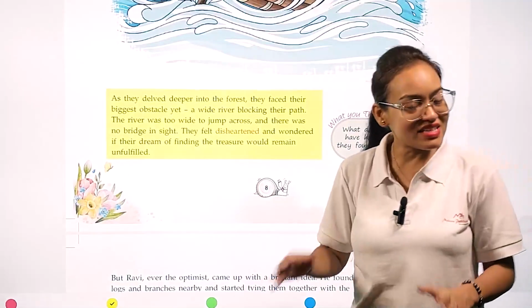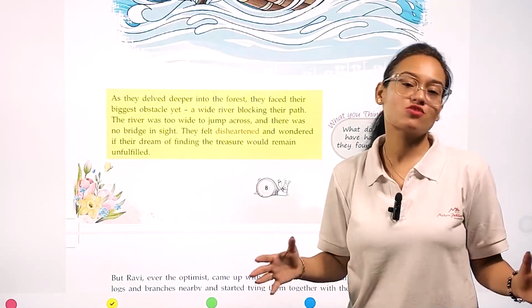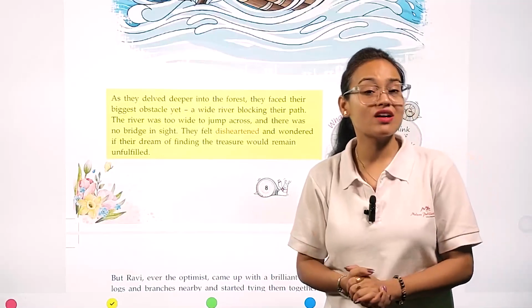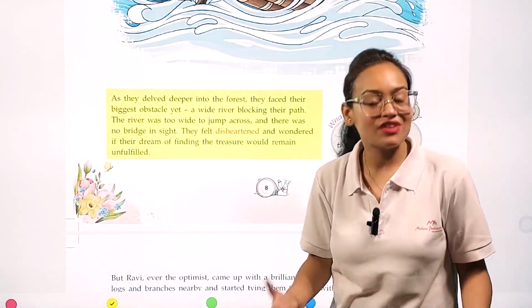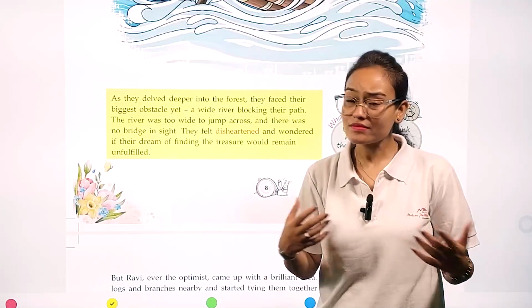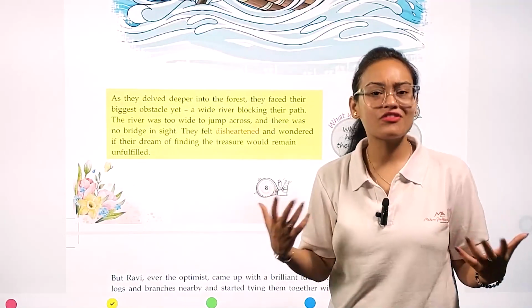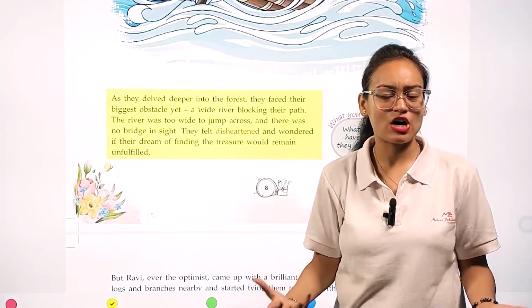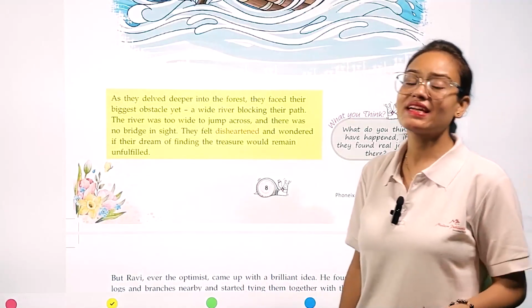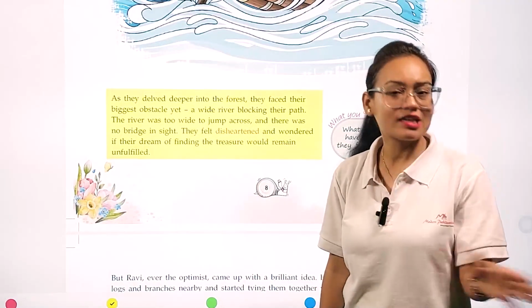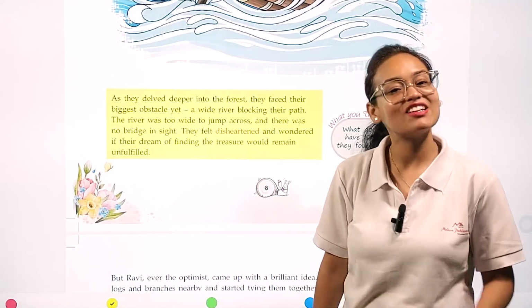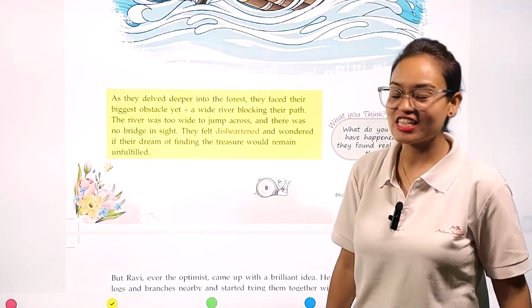By seeing the sight of this river, both Ravi and Samir's hearts broke. They felt heartbroken. They are feeling very much sadness right now, because they are thinking that this river is going to shatter completely our dream of finding our treasure which is hidden in the dense forest.